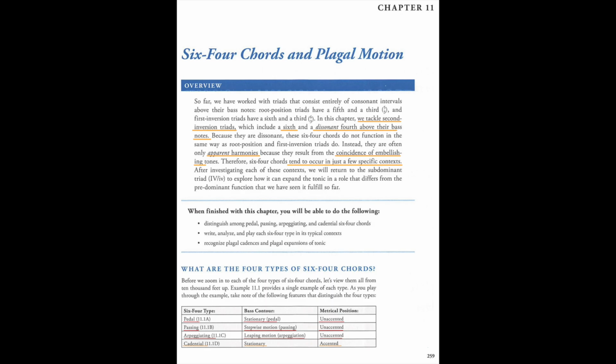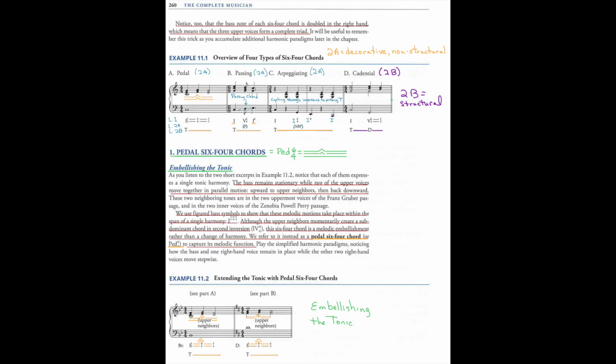Now I have cleverly color-coded everything. You notice that pedal, passing, and arpeggiating 6/4, all of that information is outlined in red, whereas the cadential 6/4 is outlined in yellow. And the reason for that is because pedal, passing, and arpeggiating 6/4 chords are in the level 2A, the embellishing, the decorative level of analysis, whereas the cadential 6/4 is in the level 2B in a structural position, a structural function, and that is the difference right there.